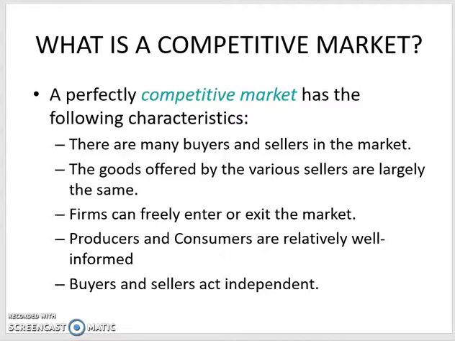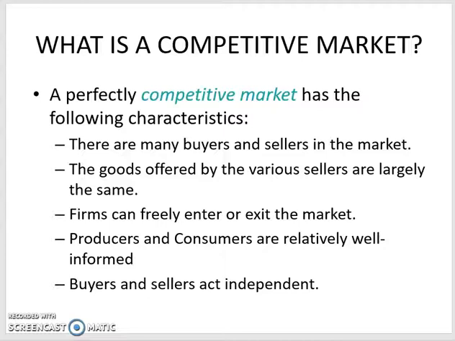Number 1, there are many buyers and sellers in the market, like tons and tons of competition. We're talking hundreds, thousands, maybe even millions of buyers and sellers. Number 2, the goods offered are largely the same, or homogeneous is what you might see them called sometimes.